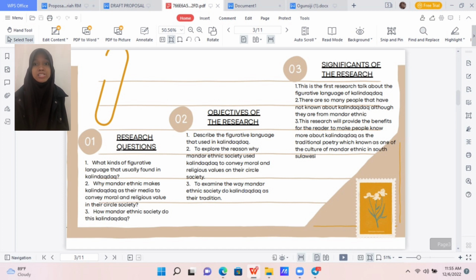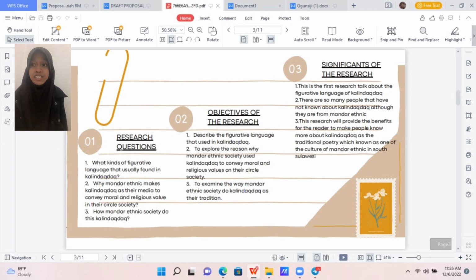And then next, objectives of the research. The first one is to describe the figurative language used in Kalindada, to explore the reason why Mandar ethnic society use Kalindada to convey moral and religious value in their society, and then to examine the way Mandar ethnic society do Kalindada as their tradition.